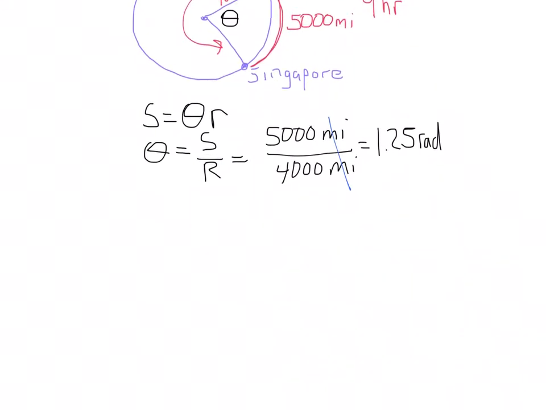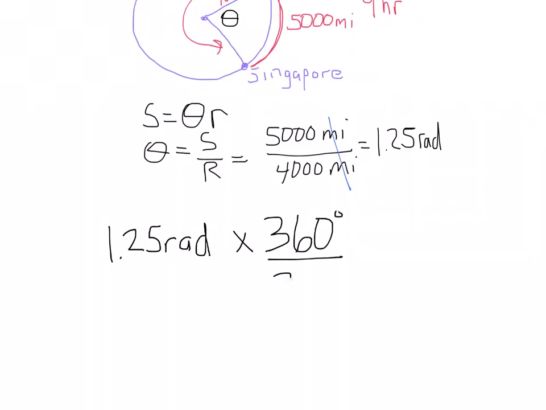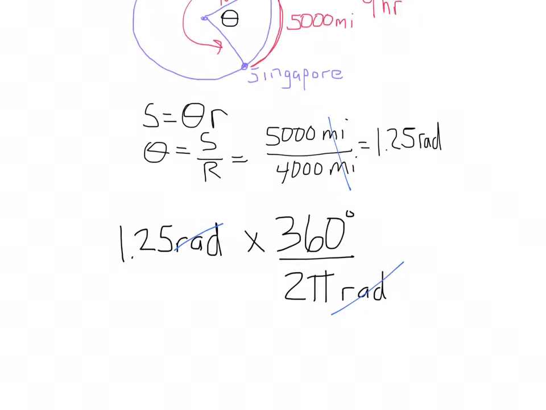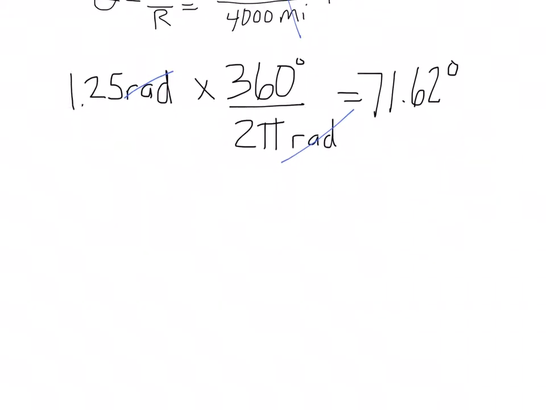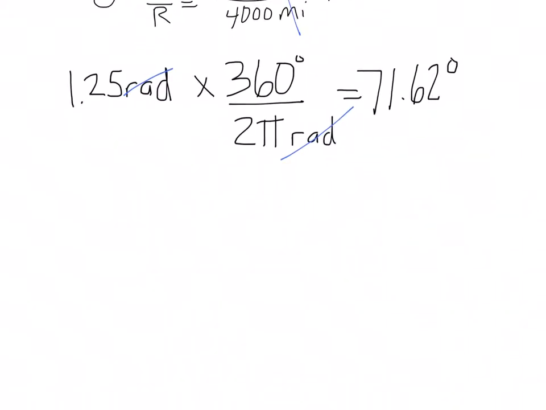So I know in order to change radians, I got 1.25 radians. I want to change that into degrees, so I multiply by 360 degrees over 2 pi radians. And notice that the radians is not really a unit, but it cancels out. And we're left with 71.62 degrees. So we got the degrees, and remember the time is 9 hours.